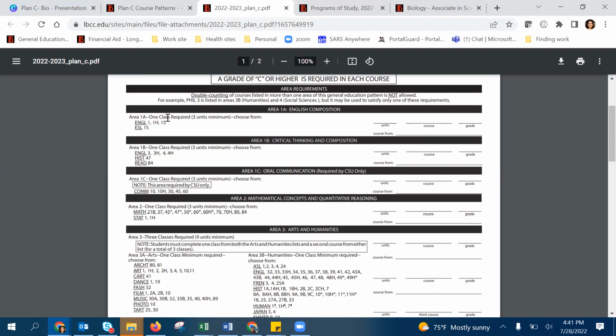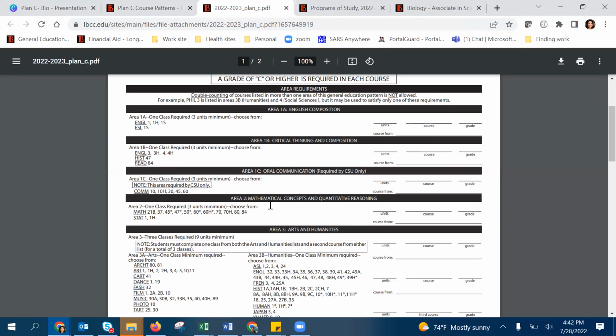For English composition, English 1 or English 1 plus are the only ones that will satisfy. We now have ESL 1 plus, but it's the same as English 1 plus. In critical thinking, you have 5 classes you can choose from, or 4: English 3, English 4, History 47, Read 84. All of these courses, you can look them up in the college catalog to see which one piques your interest and is of more value to you. Oral communication, you have a few to choose from: 10, 30, 45, or 60.